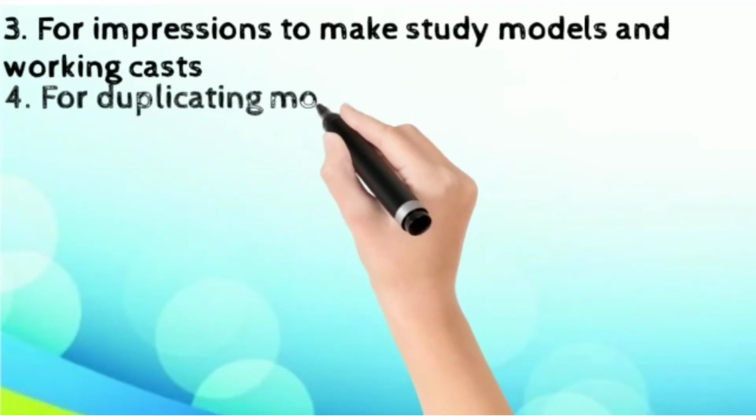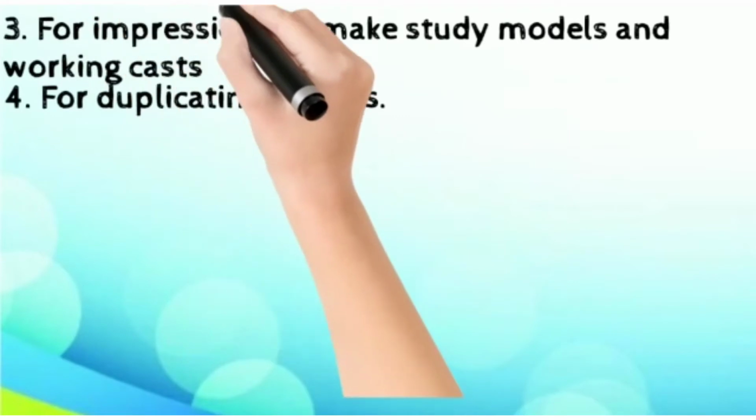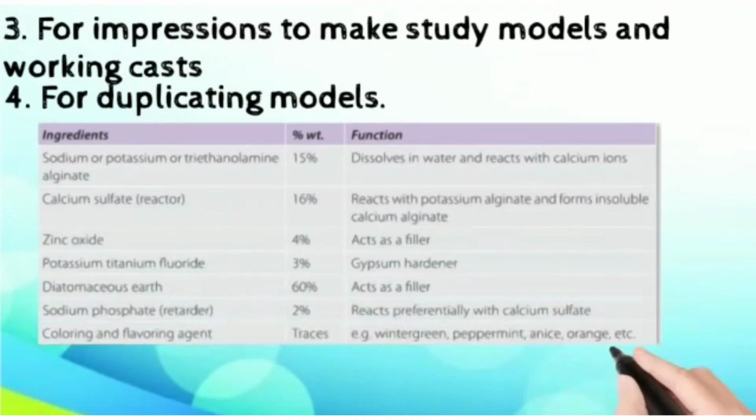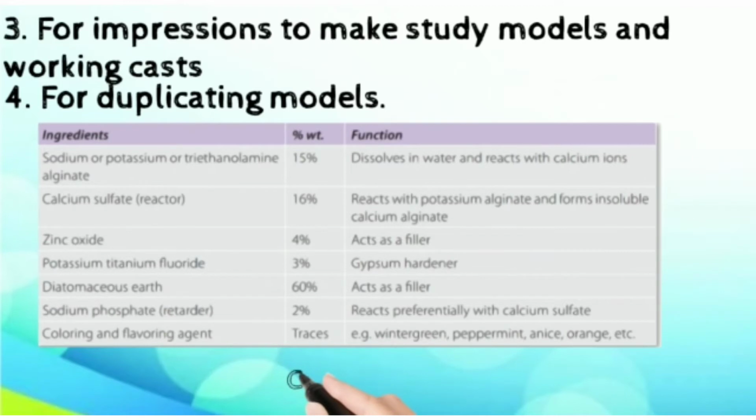Then what are the ingredients or composition of alginate? It has sodium or potassium tetraethanolamine alginate, which is 15% by weight, and its function is to dissolve in water and react with calcium ions. Calcium sulfate is also present, which is 16%. There's zinc oxide, which acts as a filler, then potassium titanium fluoride, which is a gypsum hardener, diatomaceous earth, again a filler, and sodium phosphate, and coloring and flavoring agents are used. This sodium phosphate acts as a retarder.